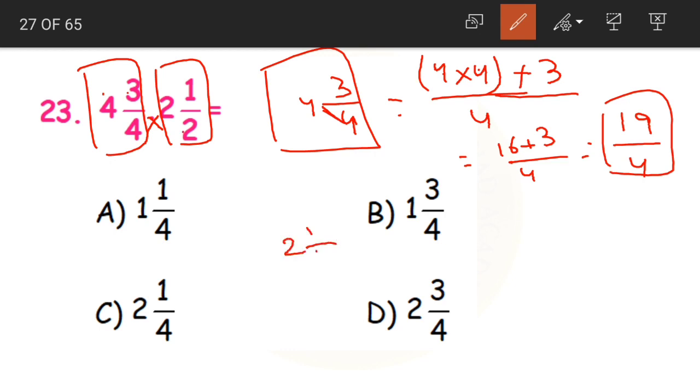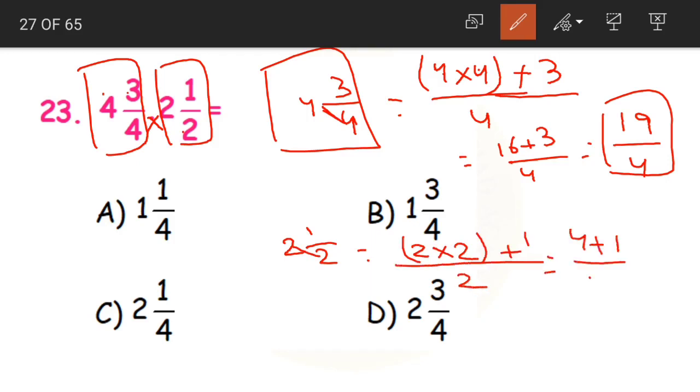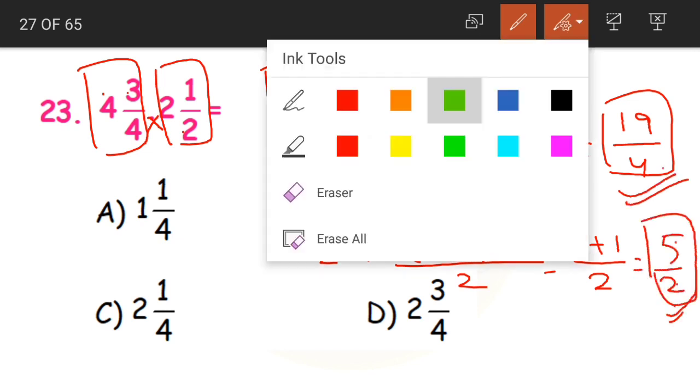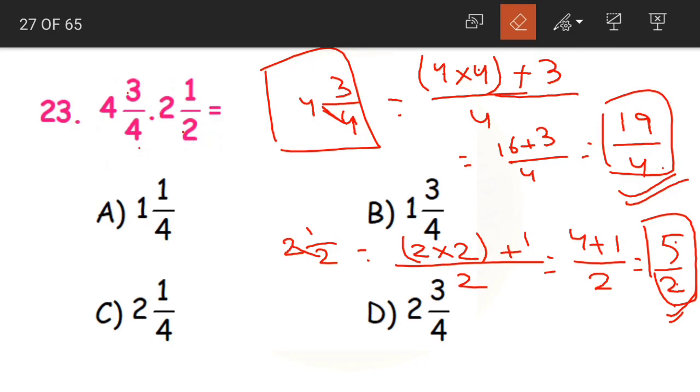Next we have 2 1 by 2. Again multiply the whole number by the denominator and add the numerator to it. We have 2 2s are 4 plus 1 divided by 2. It's nothing but 5 by 2. Here there has been a small mistake, children. In the question there is no dot, it's subtraction, a minus symbol. But if in case you get a dot in the exam, remember that dot here means multiplication, but here it is subtraction. It was not a dot, it's a printing mistake.